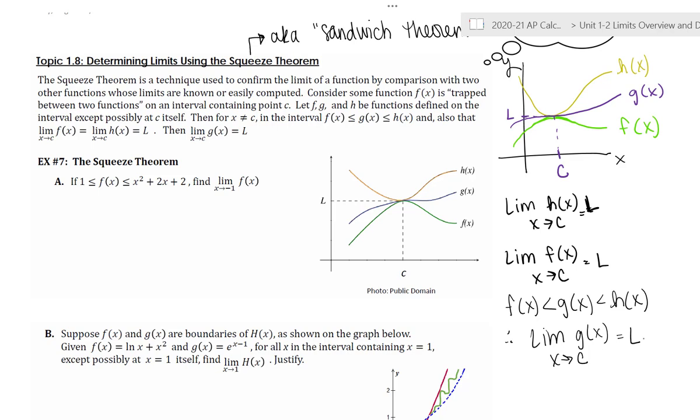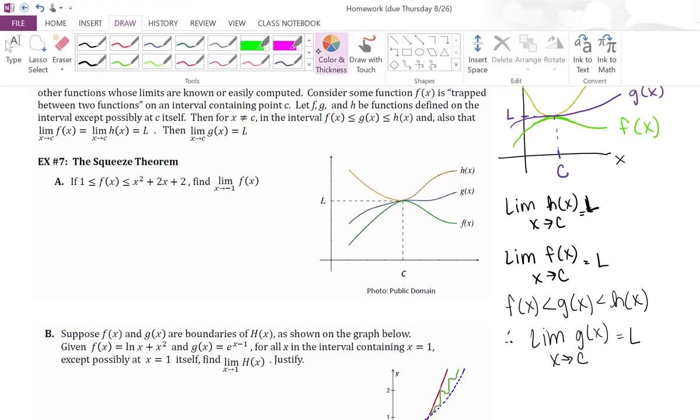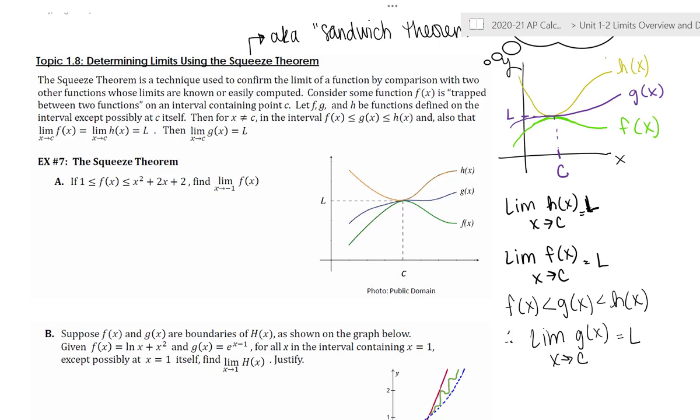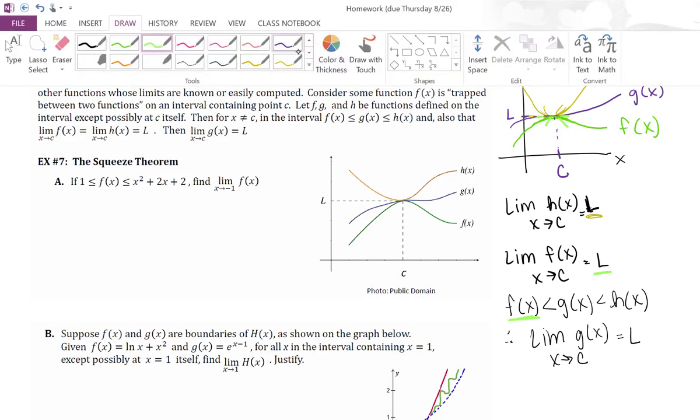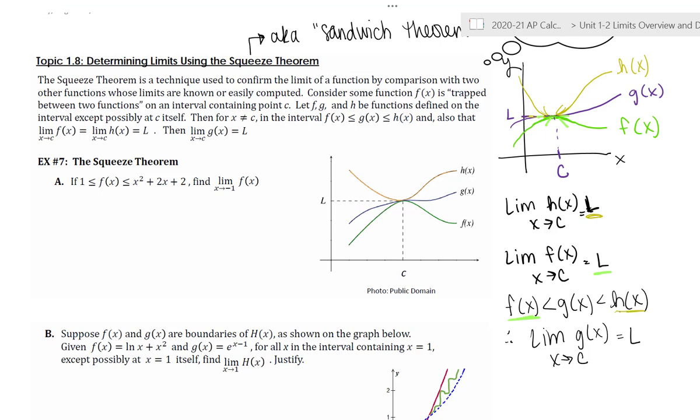Now, this looks like a lot of scary notation, but all we're saying is that h of x, the gold function up top, has a limit, the output as we approach c, of L. And the function below it, f of x, as it also approaches c, has a limit of L. Because g of x is in between both of those, it also has to be equivalent to that output.